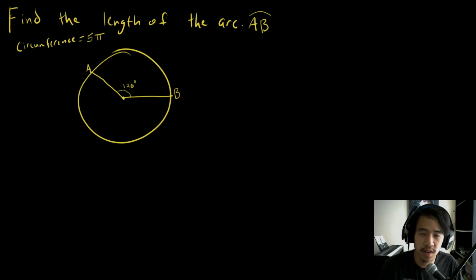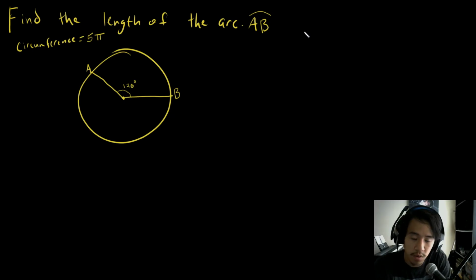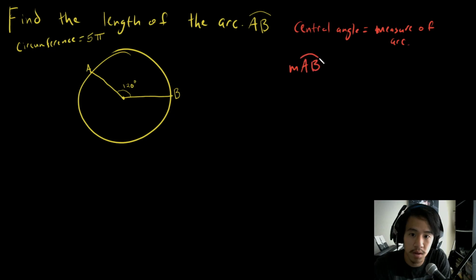All right, so here is another example. So this time, the circumference is 5 pi. And we're not given the arc measure. Instead, we're given the central angle. Remember that the central angle is going to be equal to the measure of the arc. So the measure of AB is also equal to 120.